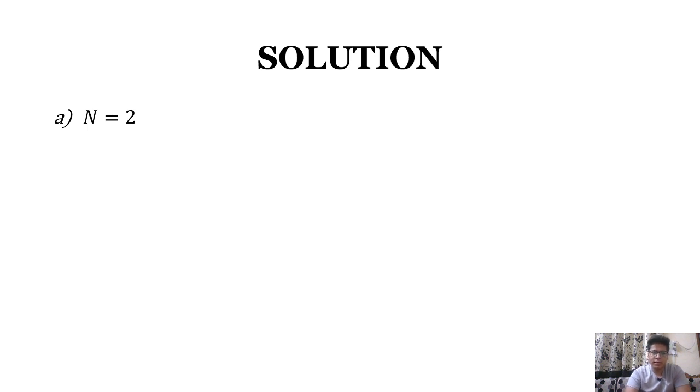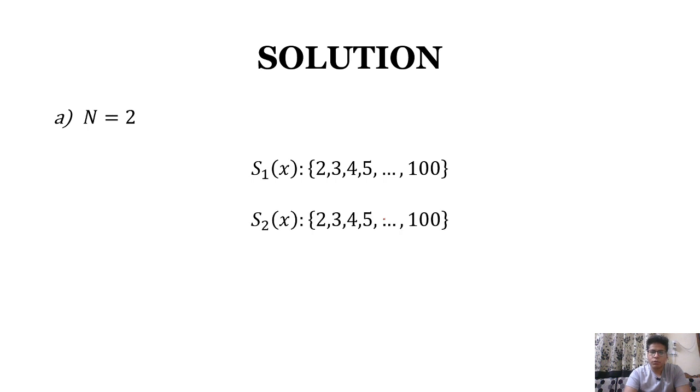We can see there are only two players, that is n equal to 2, and the strategy set for player 1 is 2, 3, 4, 5, up to 100. Either he can choose 2 or 3, 5, 100, so this set of integers. Since the problem is symmetric, player 2 can also choose from this strategy set.